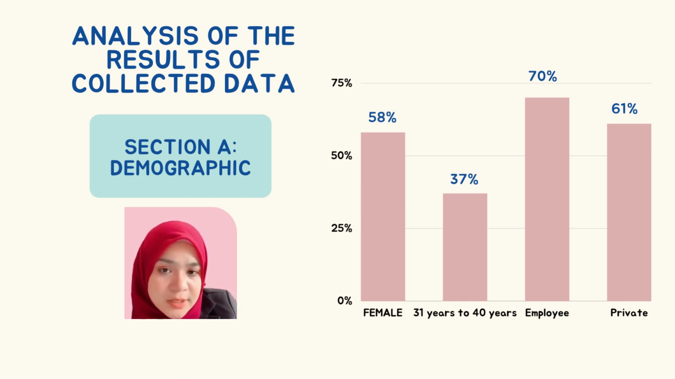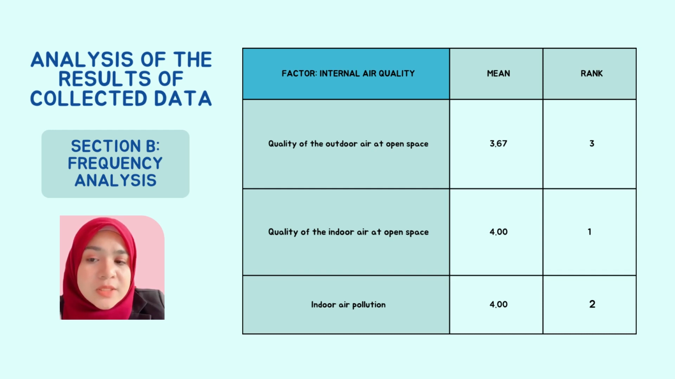Females gave the highest response, which is 58%, and the highest age group is 31 to 40 years. The highest group that answered the questionnaires is employees, which is 70%, and they are from the private sector, which is 61%. The first factor of the frequency analysis in section B is indoor air quality.